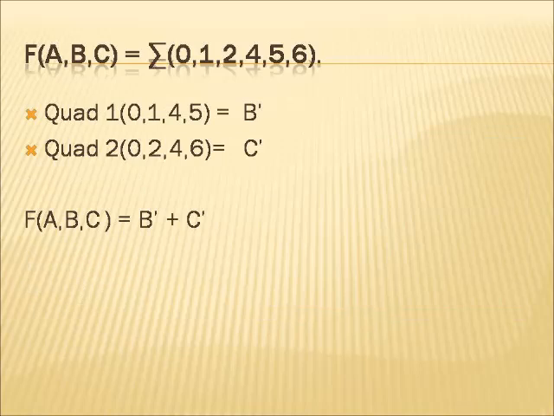Now our question was f of A, B, C equal to sigma, or summation, of 0, 1, 2, 4, 5, 6, right? We formed two groups which contain two quads. Quad 1 is 0, 1, 4, 5, which we have reduced as b bar, and quad 2 is 0, 2, 4, 6, which we have reduced as c bar. So we can write f of a, b, c is equal to b bar plus c bar.